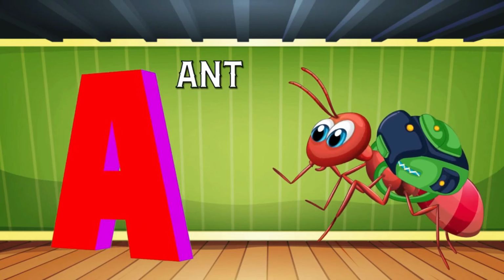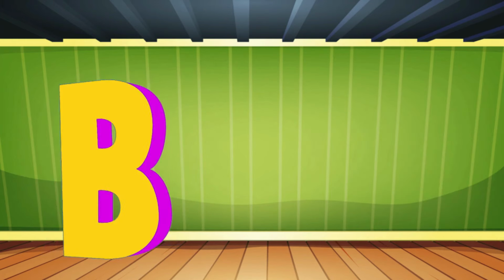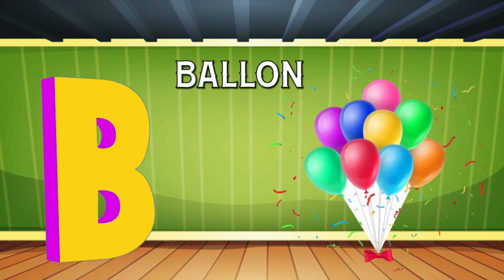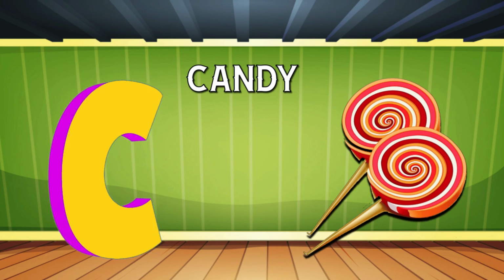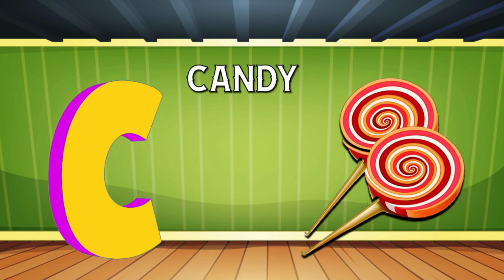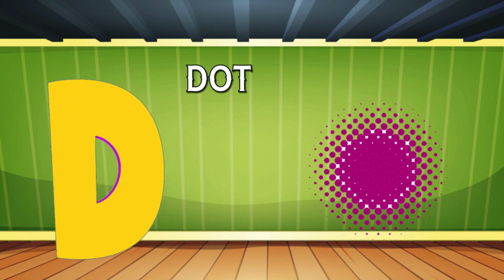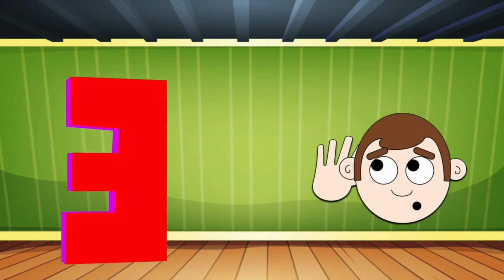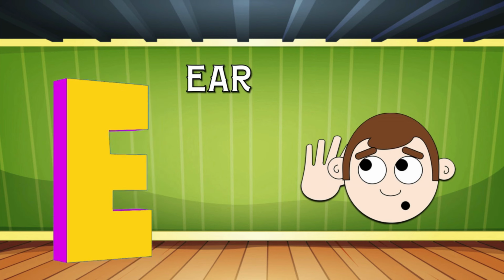A is for art. B is for balloon. C is for candy. D is for dot. E is for ear.